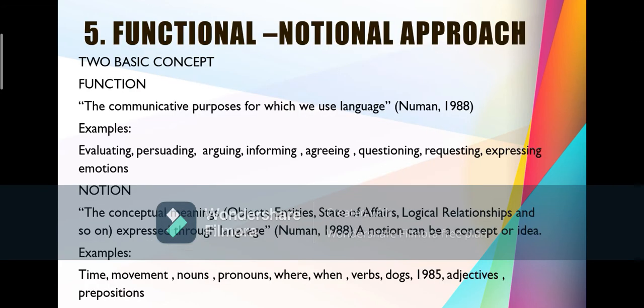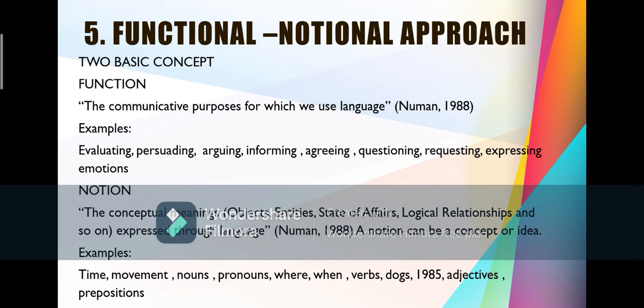The next approach is the functional notional approach. There are two basic concepts in functional notional approach. First is the function. Functions are the communicative purposes for which we use the language, according to Newman 1988. Examples of functions are evaluating, persuading, arguing, informing, grading, questioning, requesting, and even expressing emotions.